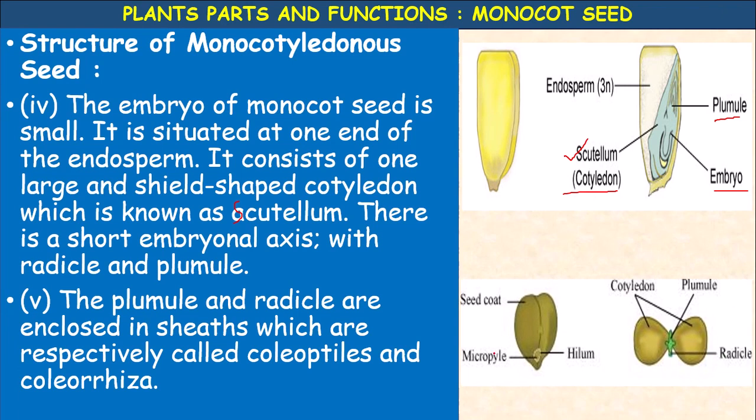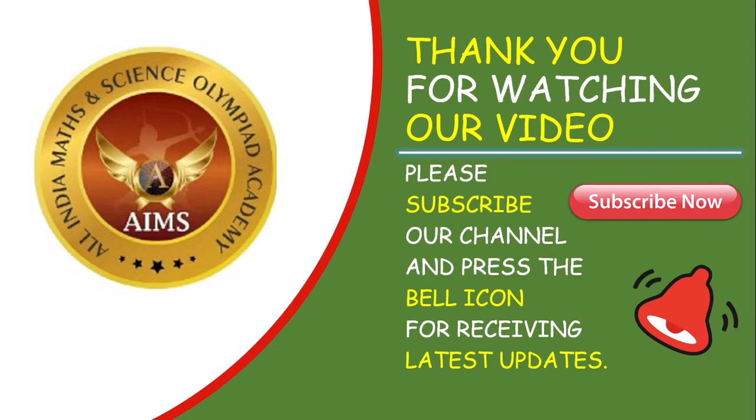See here, the seed coat, micropyle, hilum, cotyledons. The plumule is the stem axis, and the radicle is the root axis. Okay, children, hope you understood.